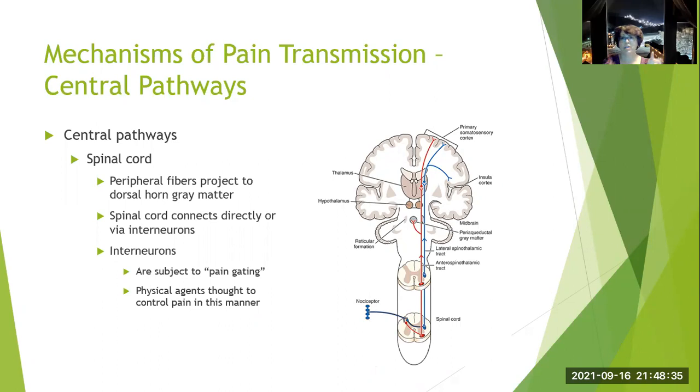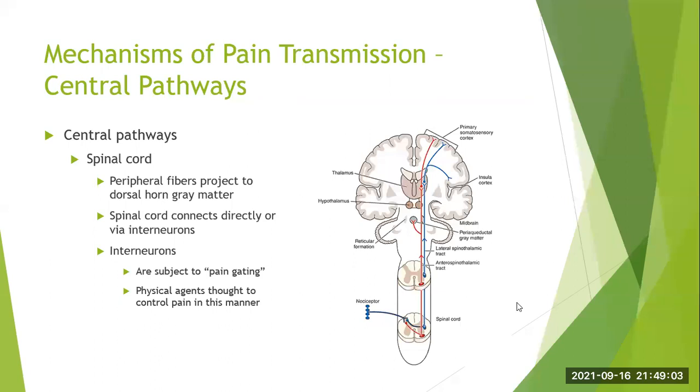In the last section, we talked about peripheral pathways, and peripheral pathways are basically taking information, whether it's sensory information like pain or non-painful sensations or other sensory information, from the periphery to the spinal cord. The central pathways are taking information from the spinal cord to the central nervous system.